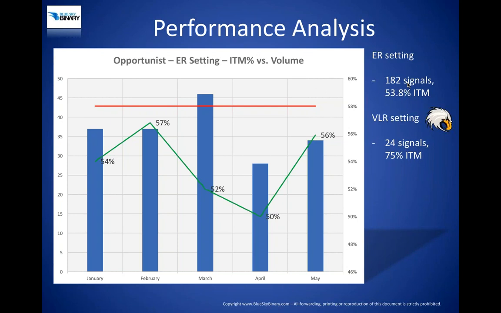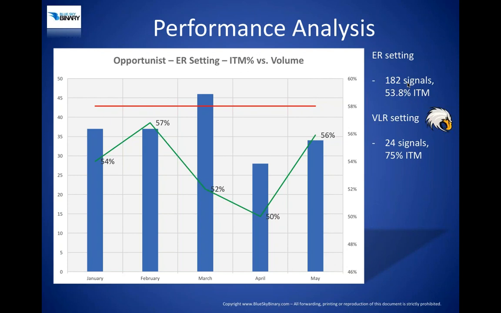On a VLR setting, all right, for Hawkeye, VLR, which means very, very, very low risk, you get 24 signals and 75% ITM. Now, 24 signals, that's over 5 months, so you're roughly getting 5 signals a month. And always tie this volume back to the cost of subscription. The good thing about the robos is they're all included in your $49.99. There's no incremental or marginally incremental cost to adding an additional robo, right? So it doesn't bite into your returns.